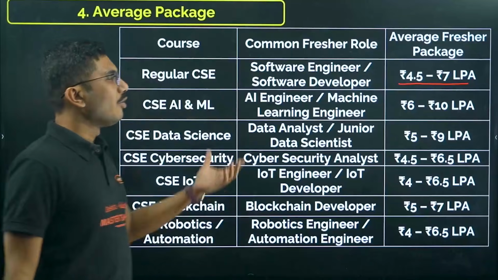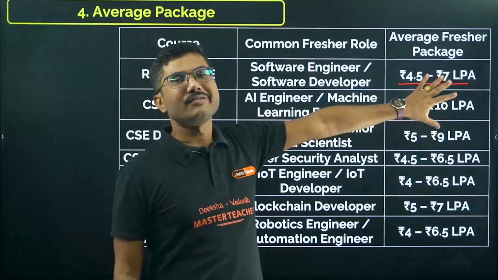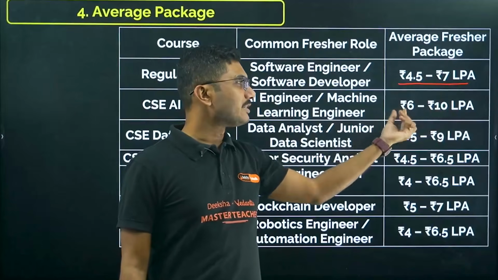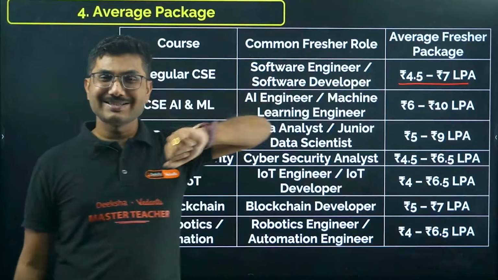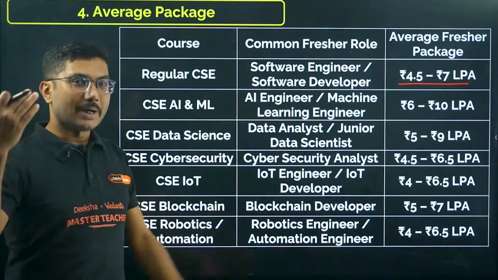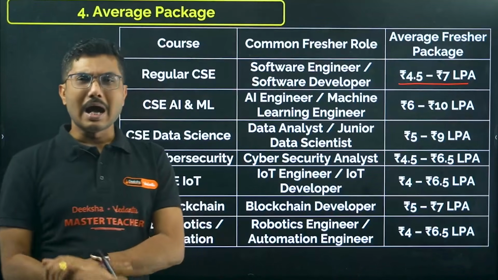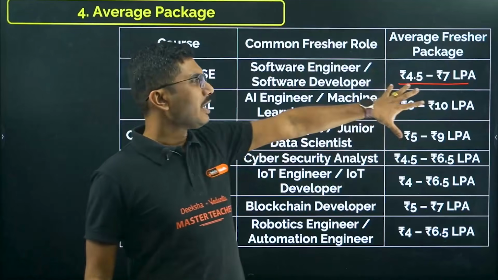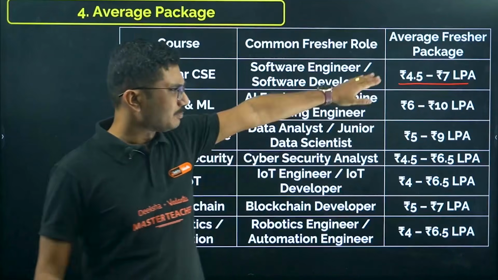Secondly, AI/ML: AI engineer, machine learning engineer. The package for this is currently very high. As you can see, it is 6 LPA to 10 LPA, which is more than that of CSE. But this scenario might change by the time you come out as a fresher. Yes, right now we require a higher number of AI engineers, so AI is in demand. The difference is not super high, but it is okay.